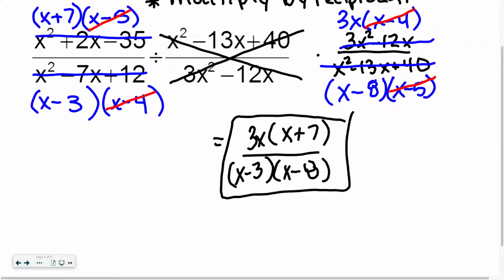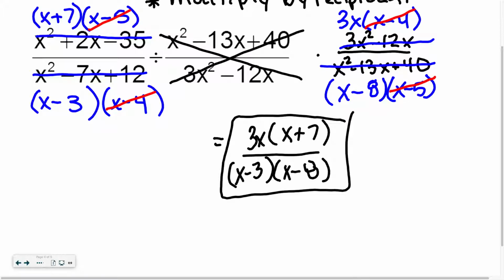Anybody got any questions for me? Why don't you want us to multiply out? Because you could multiply it out, 3x squared plus 21x over x squared minus 11x plus 24, but they're the same answer. And it's that whole thing of, if you multiply it out, I'm going to check your answer, and it's got to be right. So why open yourself up to more mistakes?